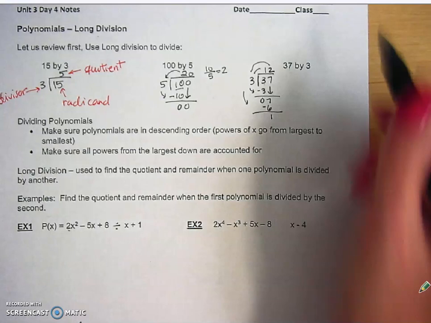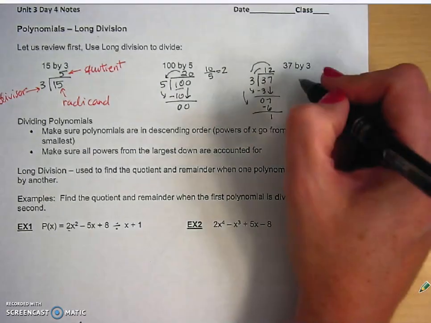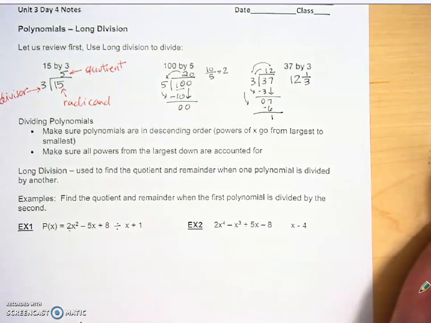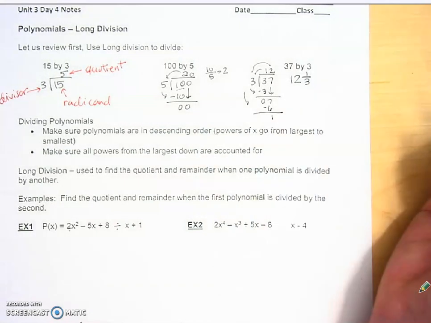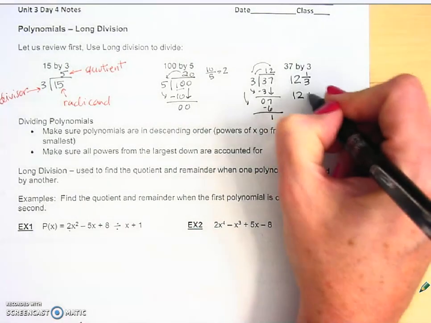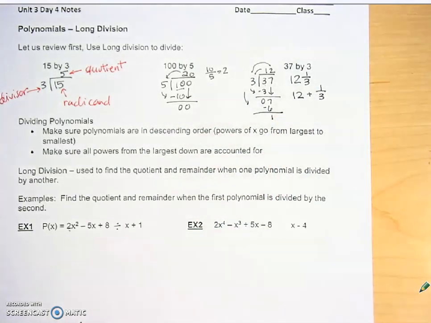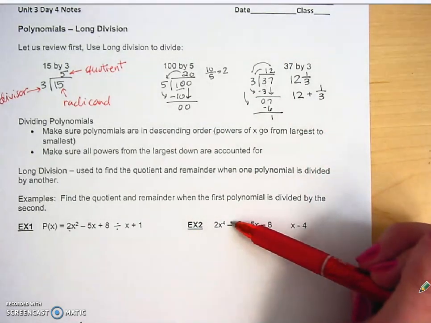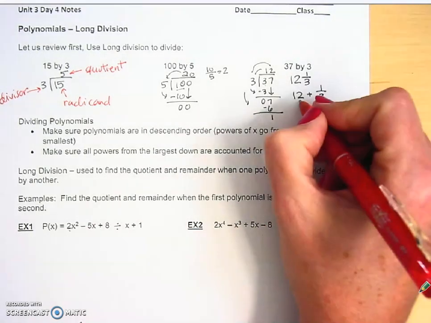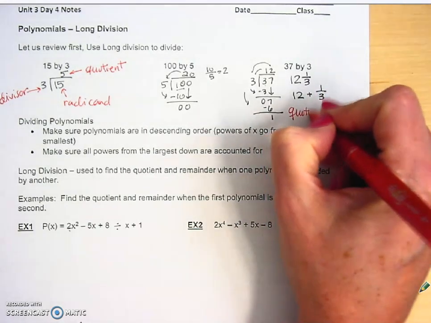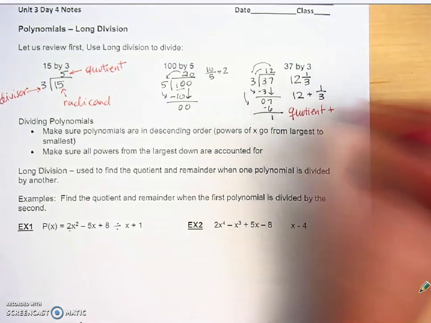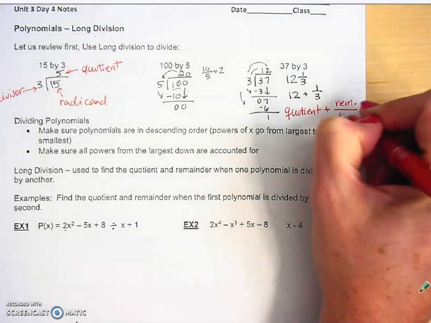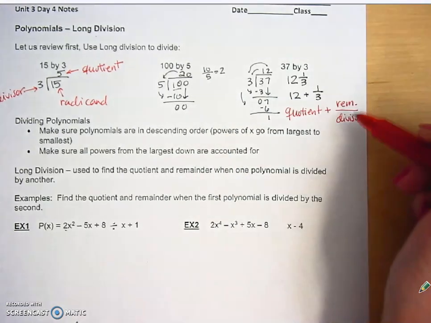Now, usually what we would do is write this, we often write it as a mixed number, 12 and 1/3. What you might not remember is that there's an implied addition here, 12 plus 1/3. And so this is the format we're going to use to write our answers in the polynomial long division down here. It's your quotient, the 12, plus the remainder over the divisor. So keep that in mind when we get down here.